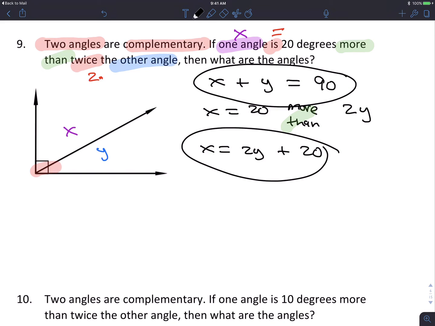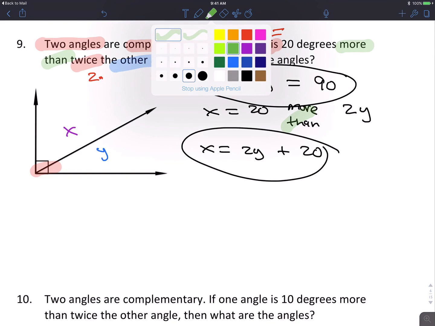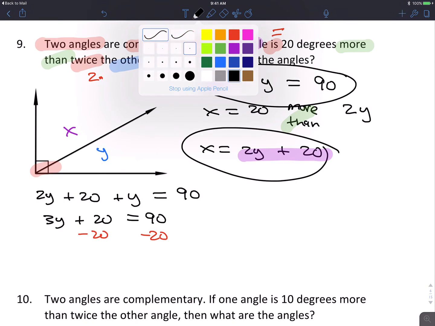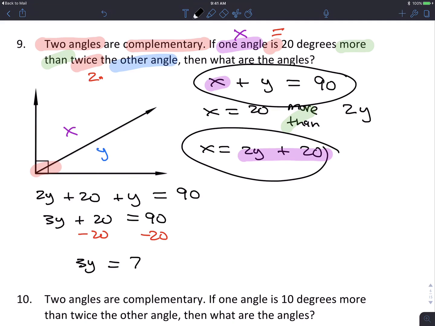We're going to use the substitution method, meaning x, which is in purple, we'll replace in the first equation by 2y plus 20. We get an algebra equation that's 2y plus 20 plus y is 90. 3y plus 20 is 90. Subtract our 20. 3y is 70. Now we're going to have to divide both sides by 3 to see what y becomes.